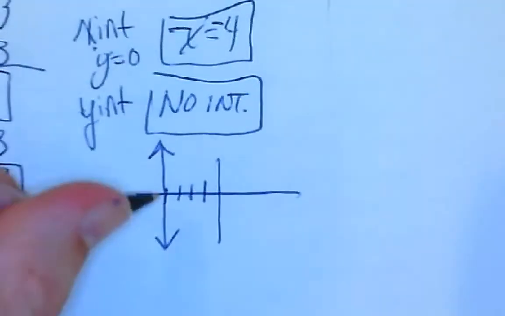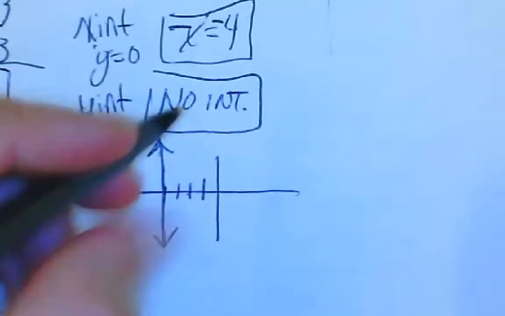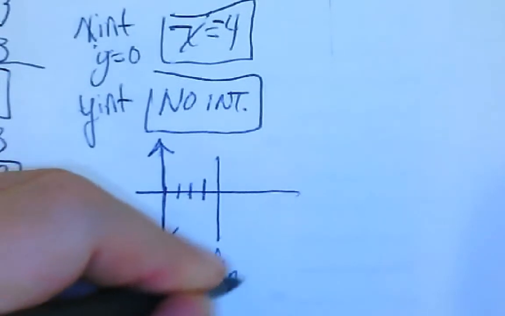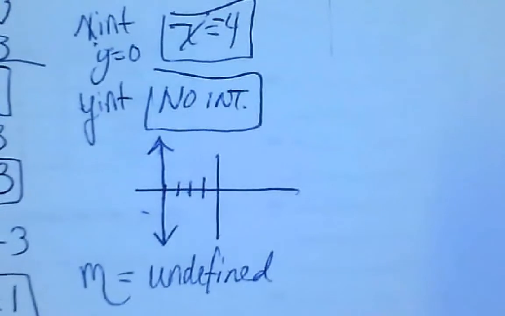And we can see right here that this is a vertical line, which tells us what our slope is. Our slope is just undefined because it's a vertical line. It doesn't have a steepness. It's a straight up and down line. So we call it undefined.